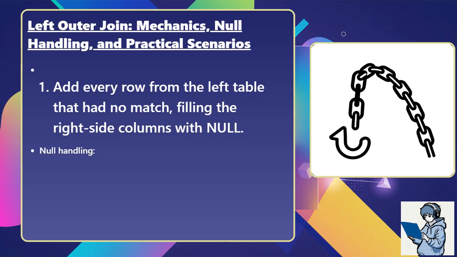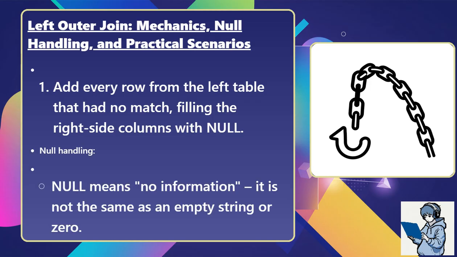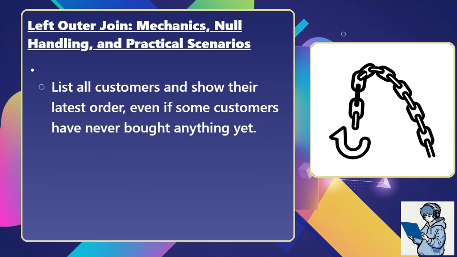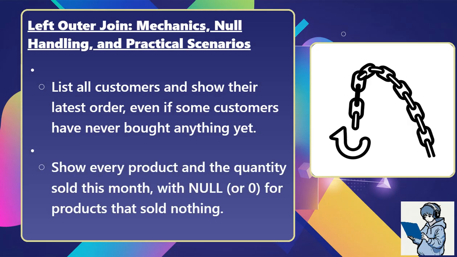Null handling. Null means no information. It is not the same as an empty string or zero. When you filter after a left join, be careful. WHERE right column greater than 10 will remove the null rows, turning the outer join into an inner join. Use WHERE right column IS NULL OR right column greater than 10 if you want to keep the unmatched rows. Practical scenario: list all customers and show their latest order, even if some customers have never bought anything yet. Show every product and the quantity sold this month, with null or zero for products that sold nothing.